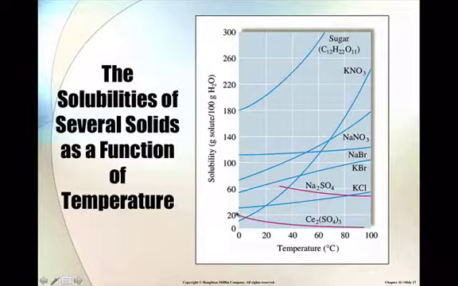Here is a table that shows you the solubilities of several solids as a function of temperature. So this is what happens to their solubility as we increase the temperature. And you can see for everything in blue, as the temperature goes up, their solubility also goes up. So sugar, potassium nitrate, sodium nitrate, potassium bromide, everything in blue here. There are a couple here, the ones that are in red or pink, or purple, I'm not sure what color it looks like. They will decrease in solubility as temperature goes up.